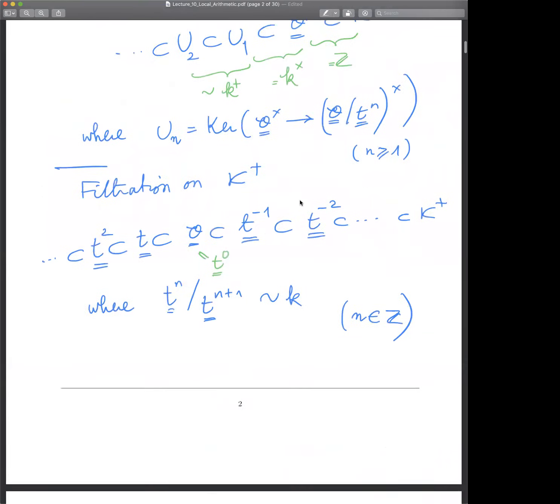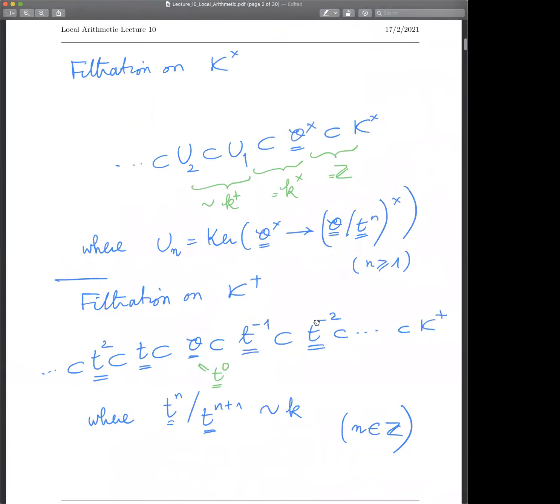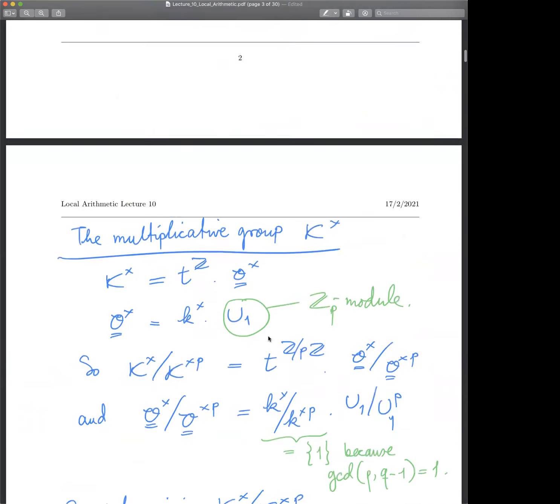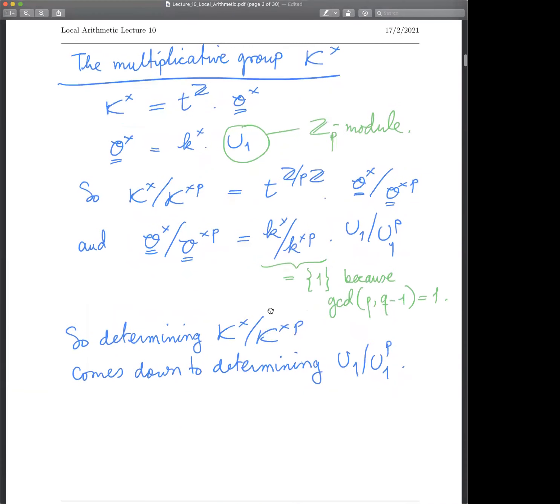Okay, so these were the filtrations on K star and K plus. Now let us study K star. Okay, so before we come to the quotient K star modulo pth powers, let me recall what the structure of K star is.